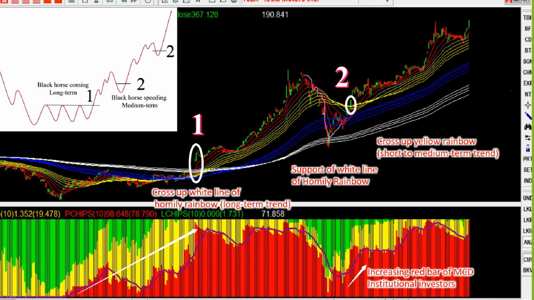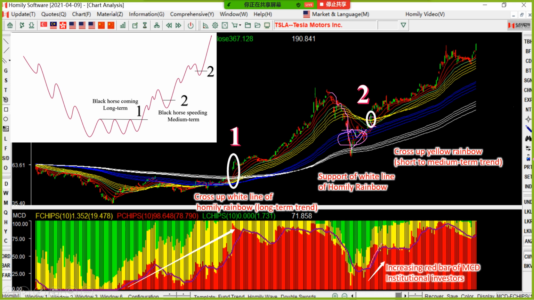Then after a while, bottom forming, and finally cross up the yellow rainbow. Then the red bar increasing represents the big money flowing. So that means we focus more on this pattern for black horse speeding up. But some shares will go around here.